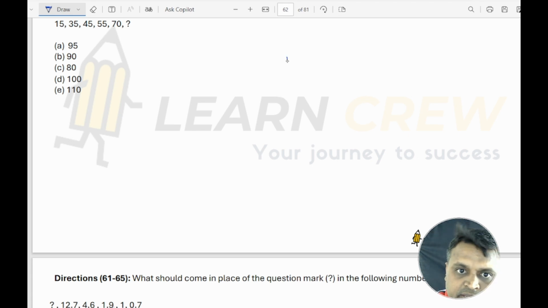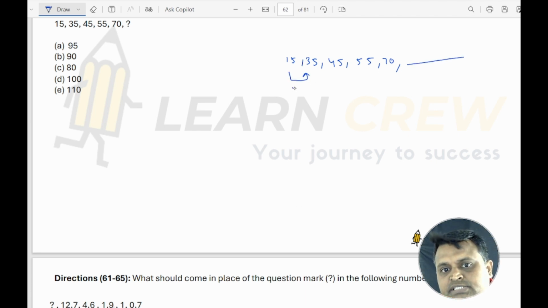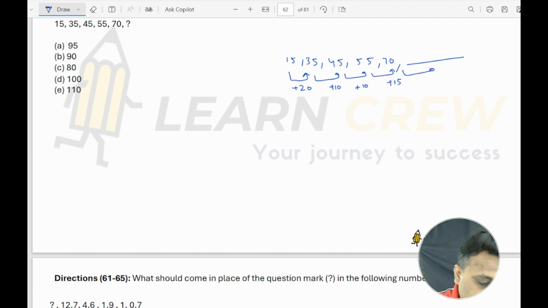So see here, 15, 35, 45, 55, 70, 70, then missing term. So definitely the increase is slow. So I will take addition series: plus 20, plus 10, plus 10, plus 15. So what has to be the next difference?